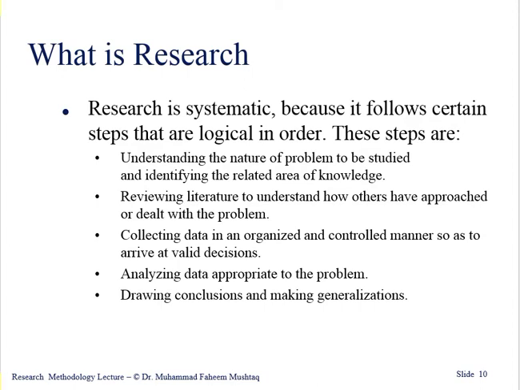Now we are again revising the definition of research. Now we can say that research is systematic because it follows certain steps that are logical in order. These steps are what? Based on the previous example, you may read all the 5 steps that are in order. Firstly, understand the nature of the problem to be studied and identify the related area of knowledge. Okay, firstly, we find the problem and we will search out or identify the related knowledge.